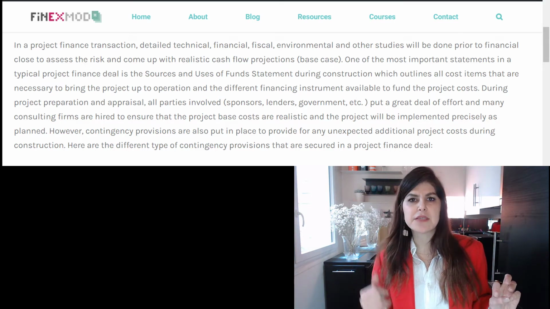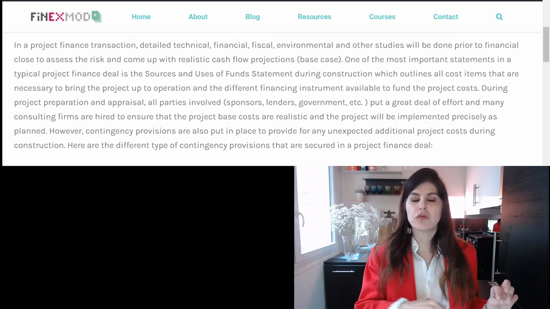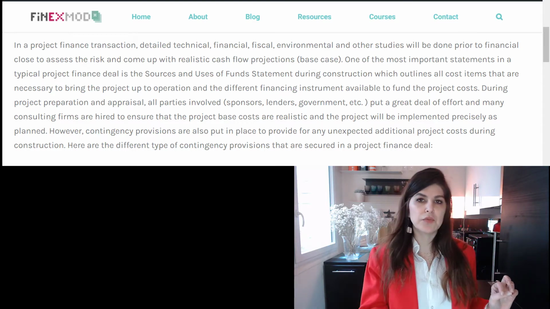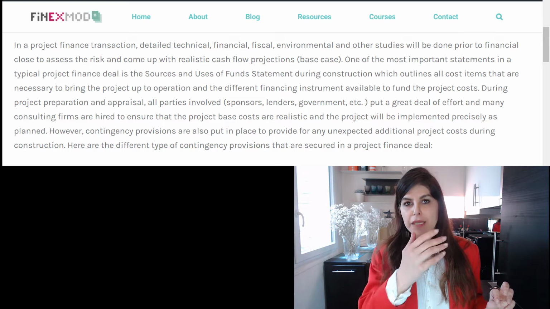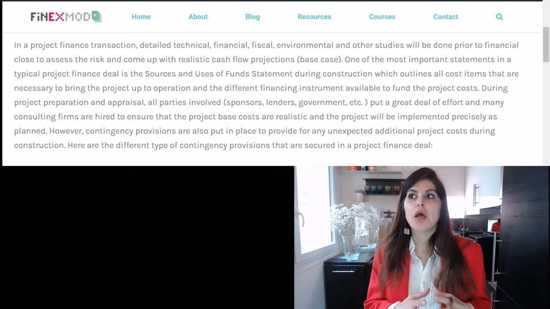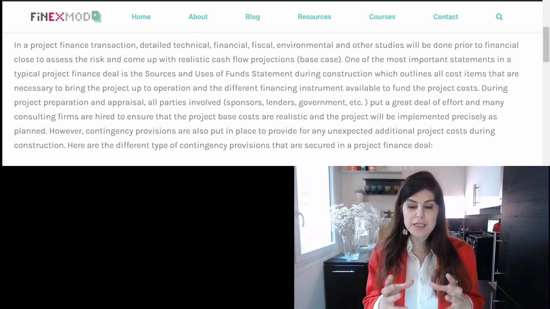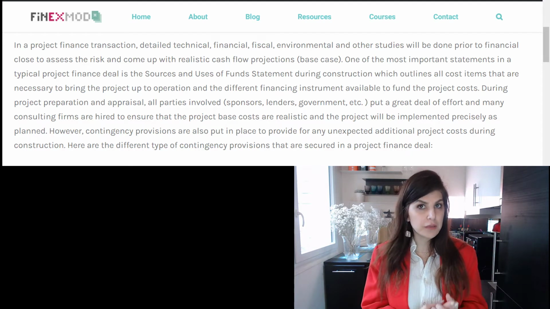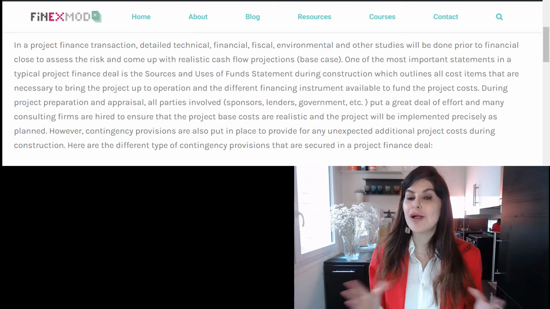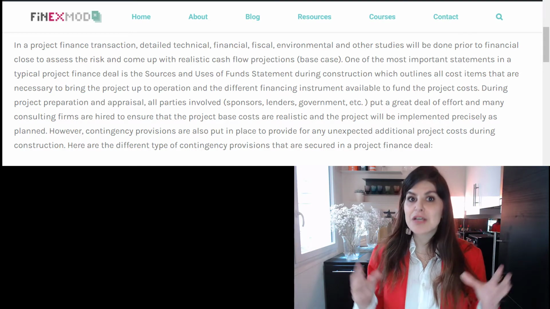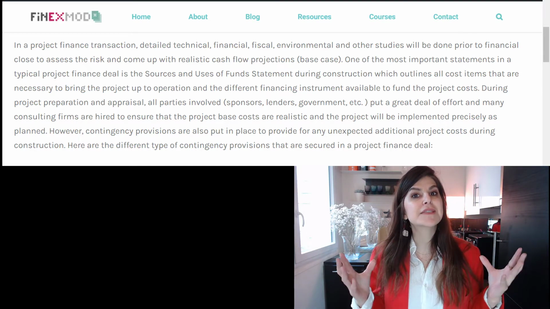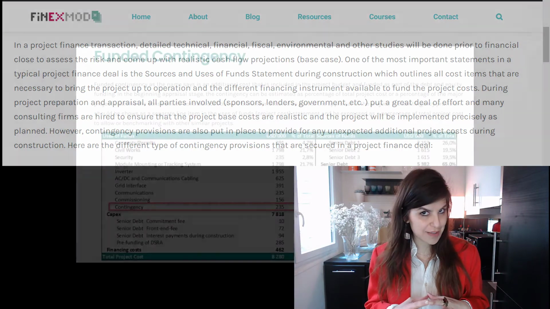So sometimes it is estimated as 5 to 10% of total project cost, or 5 to 10% of one of the main components of the cost. So that's how we estimate, and that's the amount that is going to be provided in the budget for the unexpected event. Okay, so that's what we call a contingency provision. So now we're going to discuss the different types of contingency provisions.